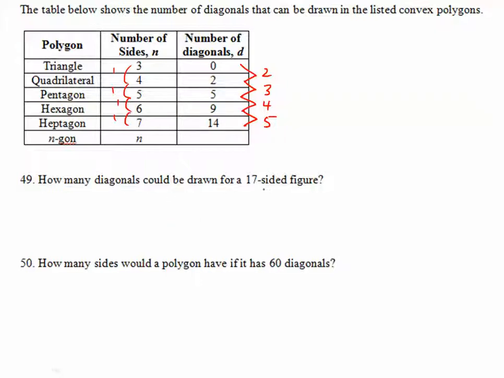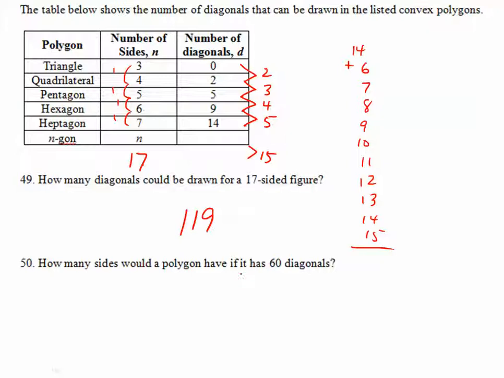So how many diagonals could be drawn for a 17-sided figure? So that means 17 goes here. So for 7 we've added 5, for 6 we've added 4. So for 17 we're going to have to add up to 15. Because when we get to 7 sides we've added 5. So we add 2 less than the number of sides. So we need to take this 14 and add 6, 7, 8, 9, 10, 11, 12, 13, 14, and 15 to it so that we get to 17 sides. And when we do that, we get 119 diagonals.